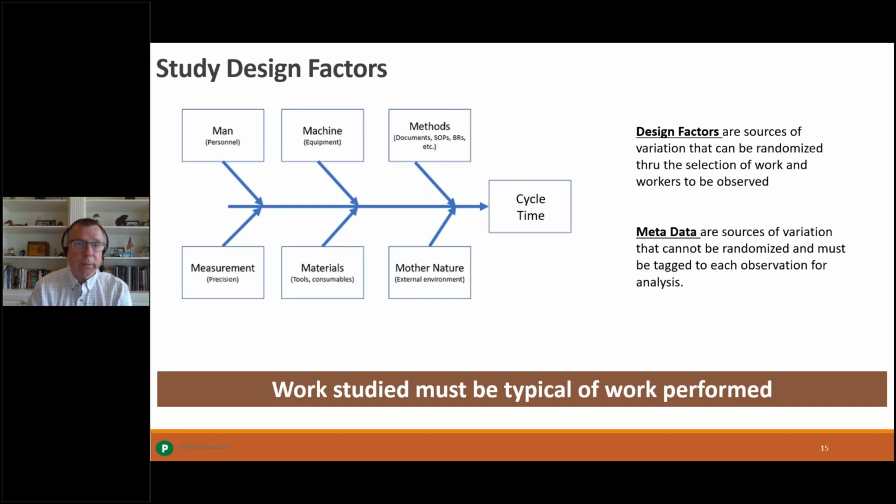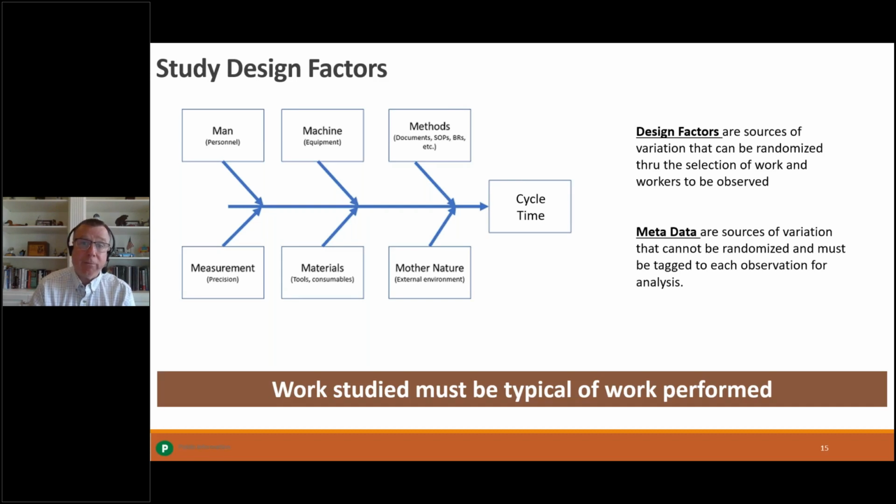So what we do is we typically meet with our SMEs and our middle managers. We go through a root cause analysis, just like you see here, to help them identify what are the things that we need to take into account when we're doing our study. Those things we can randomize, we'll build that into the design.